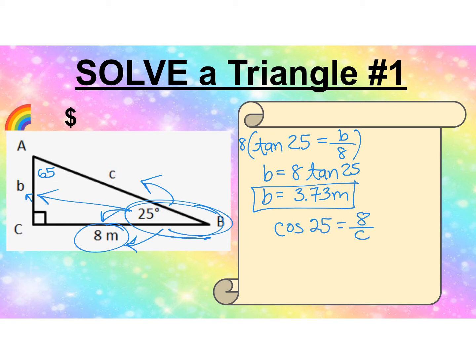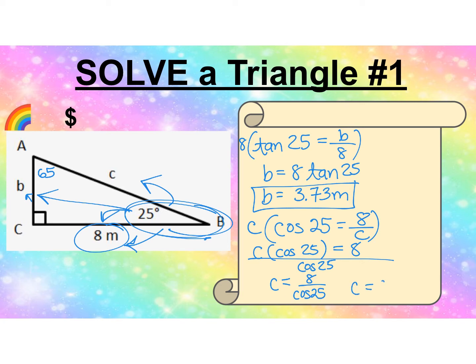Here I'm dividing by c, so I'm going to multiply both sides by c. A little tricky there, but I get c cosine 25 equals 8. So now I want to divide everything by cosine of 25, and c equals 8 divided by cosine of 25. Put that into your calculator and you're going to get about 8.83. So I solved for angle A and I solved for side B and side C, and now we've solved the entire triangle. We know all of the pieces just from knowing two angles and a side.